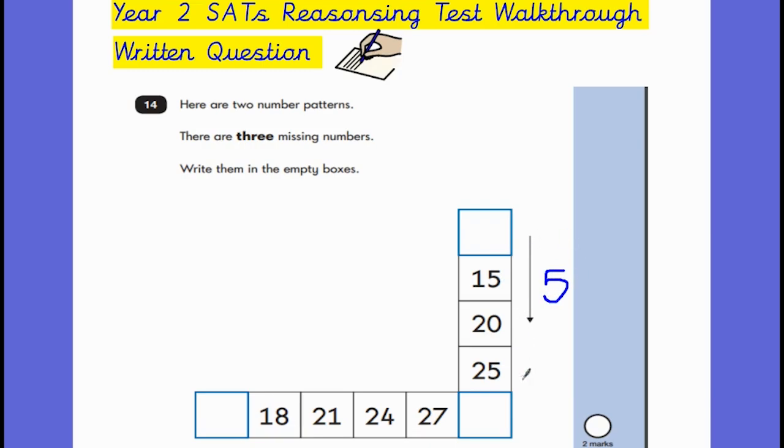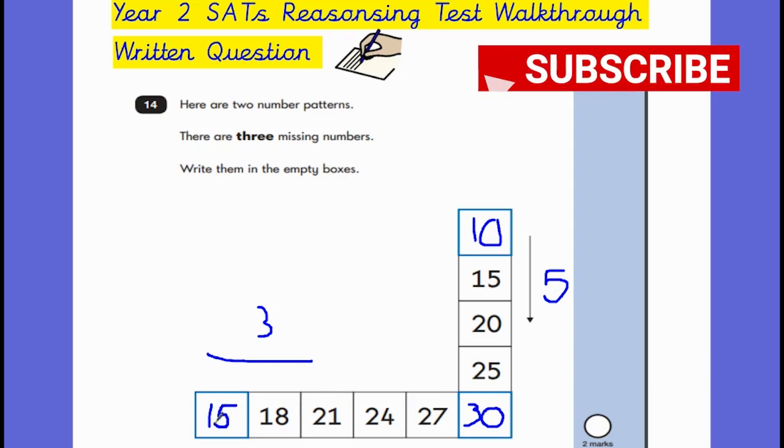So if we're going down in 5s, we're going to start here. 5 less than 15 is 10. 5 more than 25 is going to be 30. So that's giving us 2 of our missing numbers. Along this way, we're actually counting in 3s. 18, 21, 24, and 27. So this is about them identifying, oh, that's my 3 times table. So what is 3 less than 18? The missing number on this side is going to be 15.